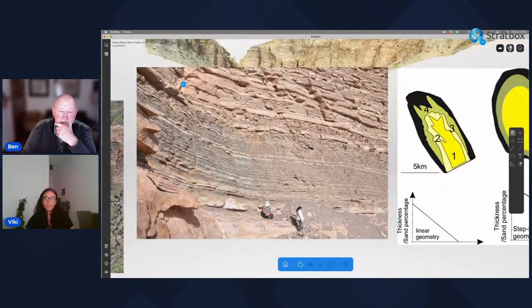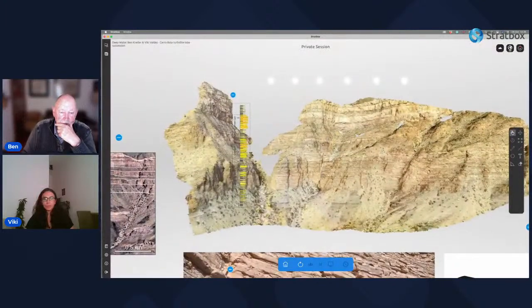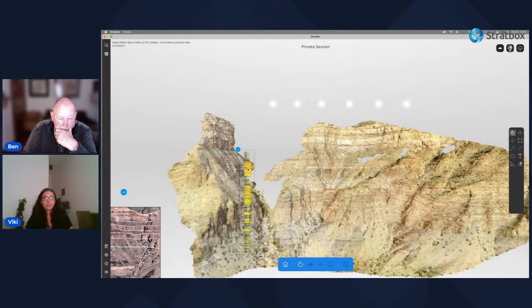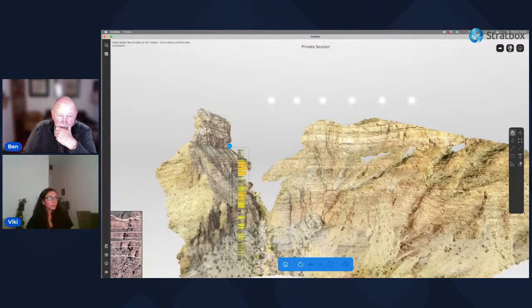And as you can see, it is spectacularly exposed, so we can be reasonably confident with what we're saying about this system. So there's that stack of lobe complexes, 1, 2, 3, 4, and here is our sheet system up here, and then there's another lobe complex sitting on top of it before we get into the overlying deltaic sediments.